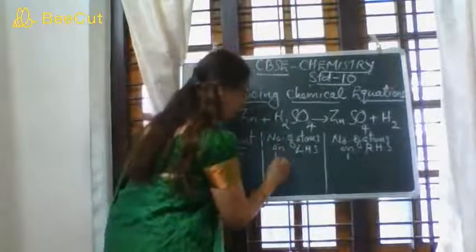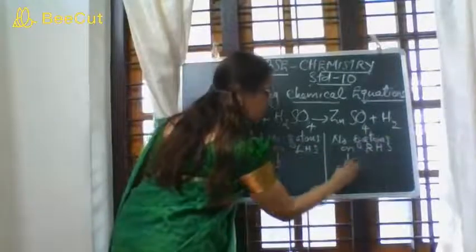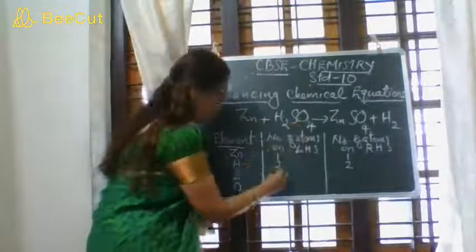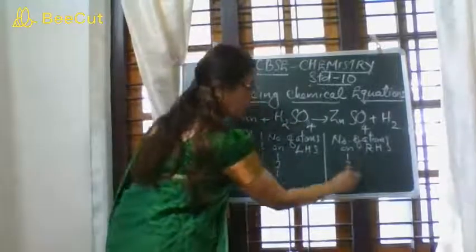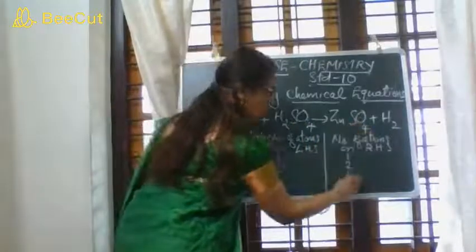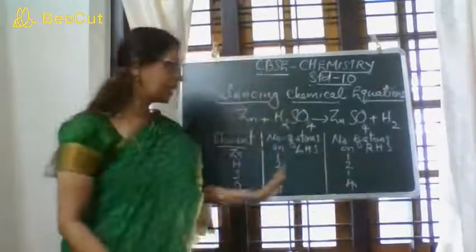Hydrogen, here 2 hydrogen, here also 2 hydrogen. Then sulfur, 1 sulfur here, and 1 sulfur here also. Oxygen, 4 here and 4 here. So both sides are equal.